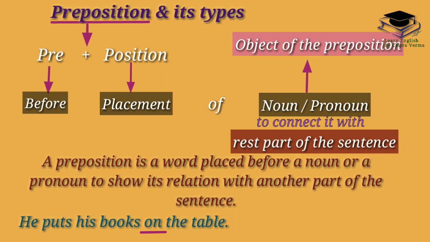The next example is, he is in the room. Here, room is the noun. In is a preposition which is used before a noun. This preposition is also used to define the place. In preposition is showing the relation between he and the room. Now let us focus on its types.